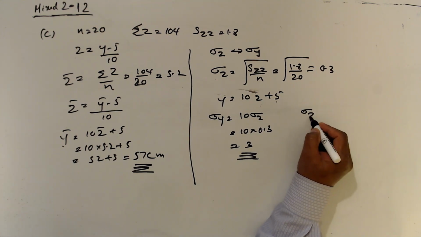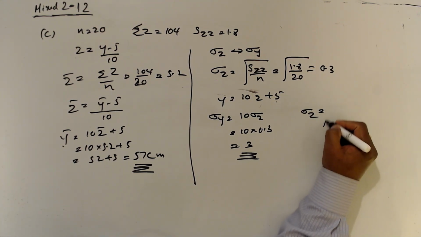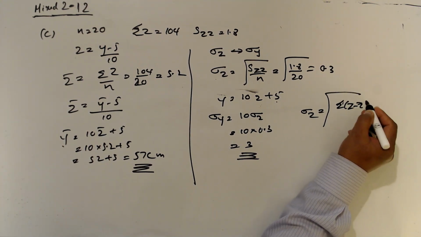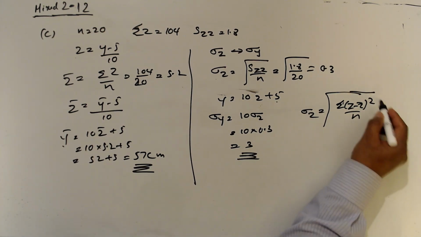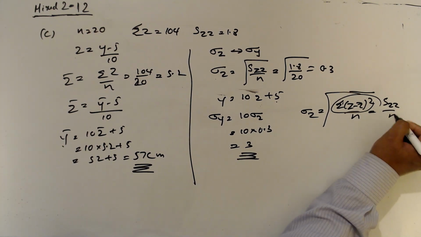Here sigma z is the square root of summation z minus z bar squared over n. So this part we write as Szz over n.